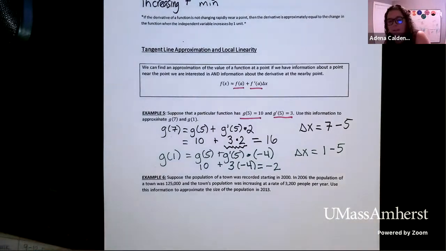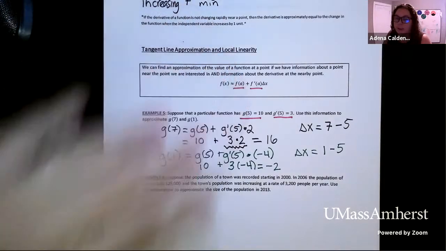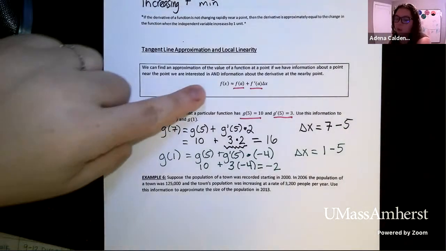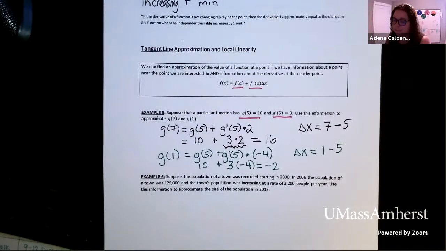Okay, so let's see if we can take a problem and apply this idea to it by figuring out the notation of the problem, what we're trying to ask, and how we might write about it so that we can use this method to predict a population size. So example 6 says, suppose the population of a town was recorded starting in the year 2000. In 2006, the population of the town was 125,000, and the town's population was increasing at a rate of 3,200 people per year. Use this information to approximate the size of the population in 2013.